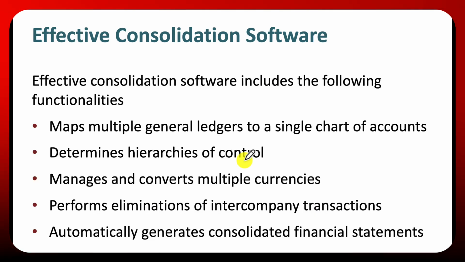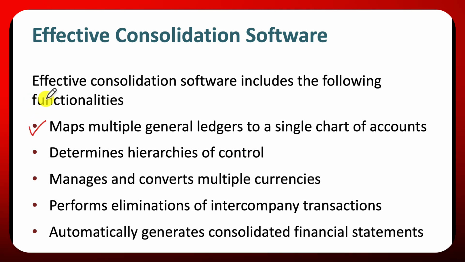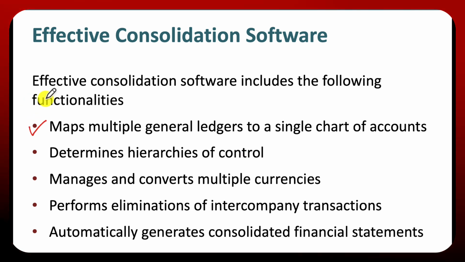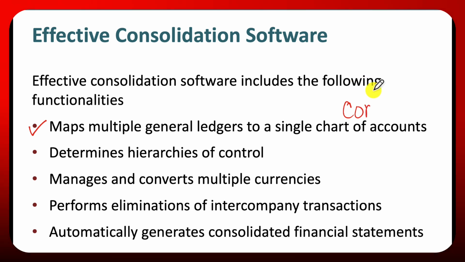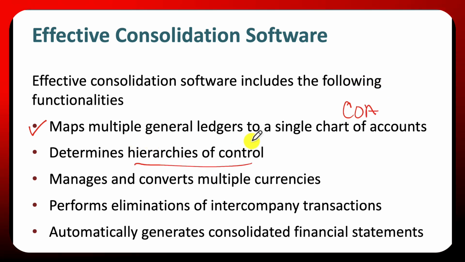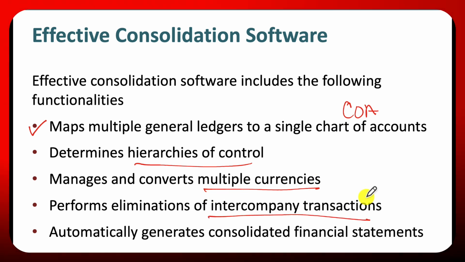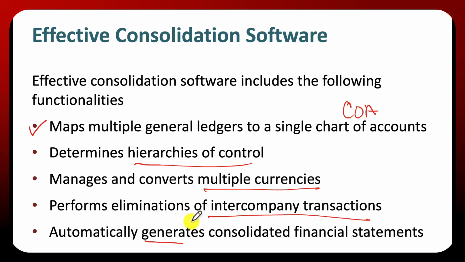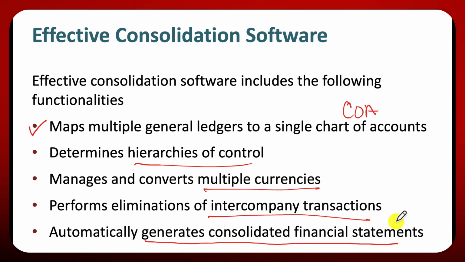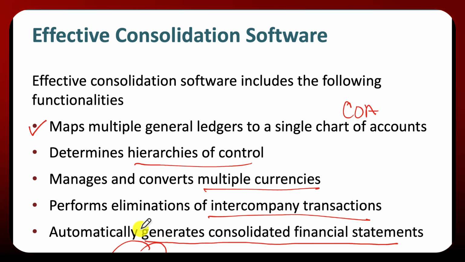Effective consolidation software includes several functionalities. First, you might map multiple general ledgers to a single chart of accounts. You might also determine the hierarchies of controls. You might also have to deal with multiple currencies or intercompany transactions. You might also have to generate the consolidated financial statements, and it also should integrate XBRL, Extensible Business Reporting Language.